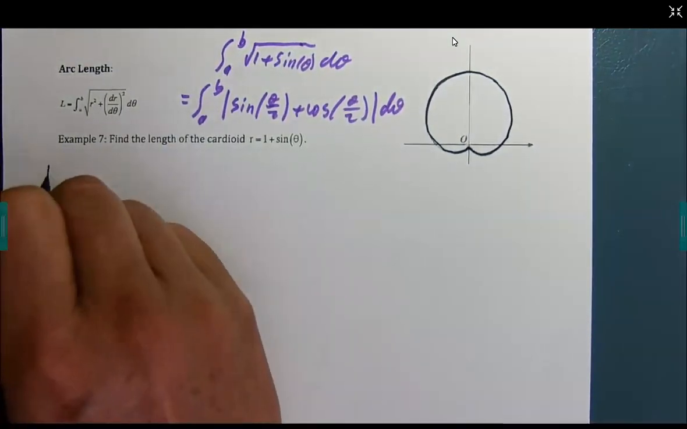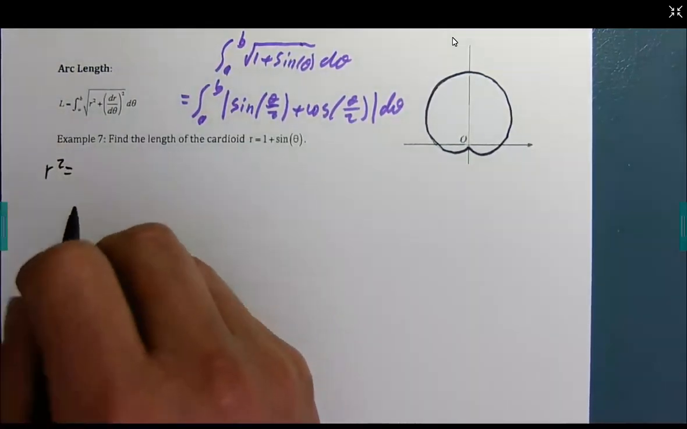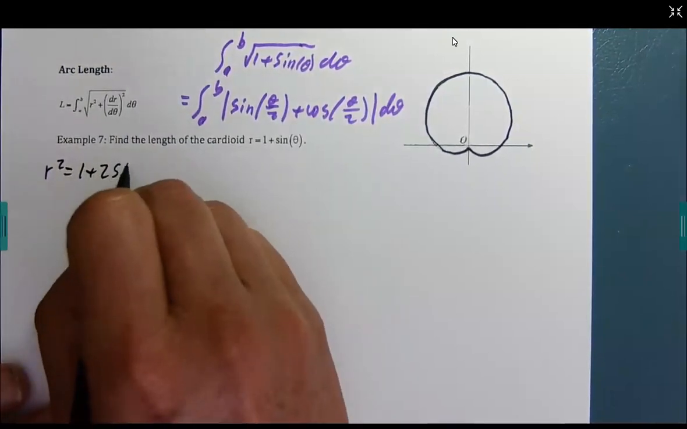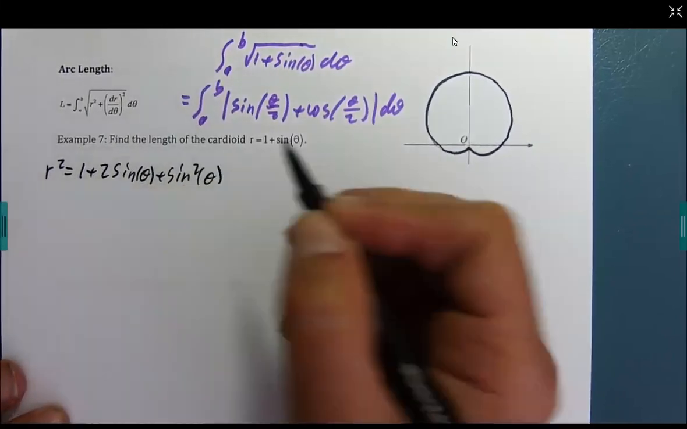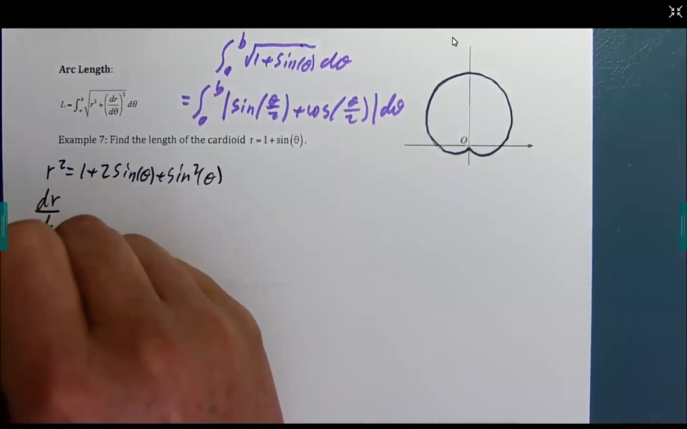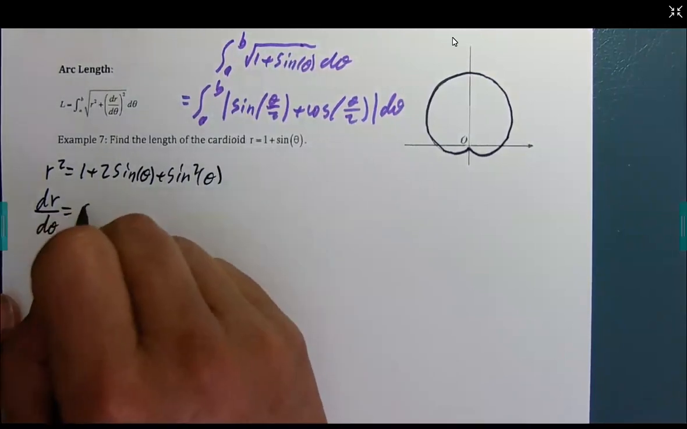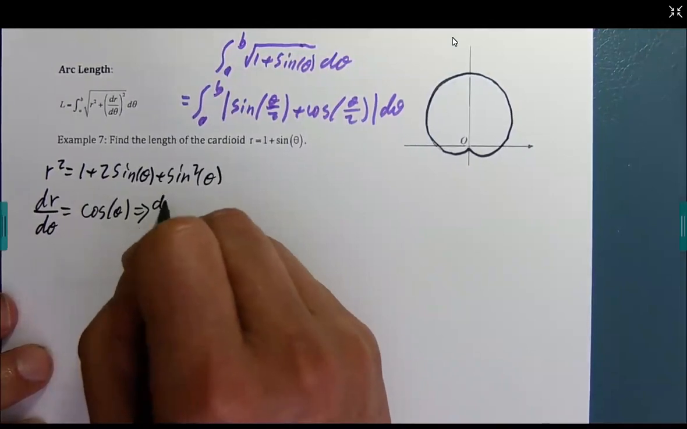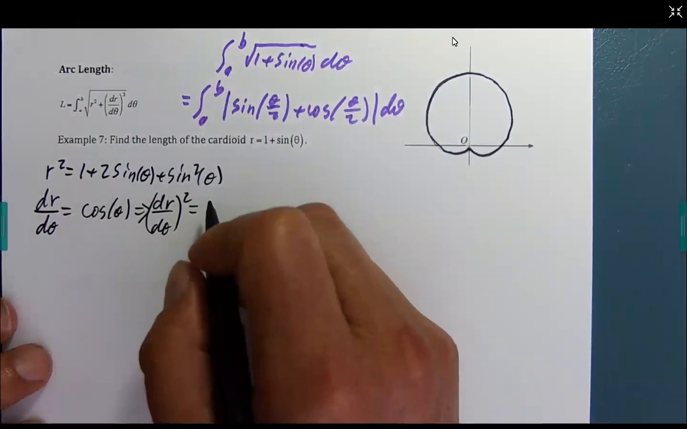So I'm going to start with r squared. We'll do as much algebra outside the radical as we can. So when I square that, that gives me 1 plus 2 sine theta plus sine squared theta. And the derivative of r with respect to theta is going to be cosine theta, which means (dr/d theta) squared is just cosine squared.